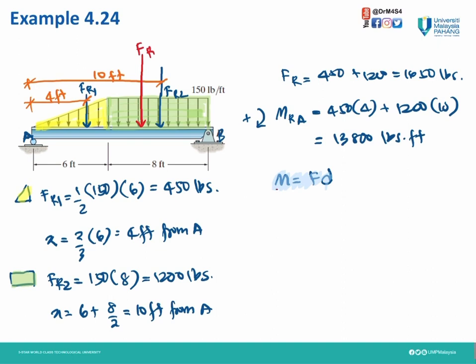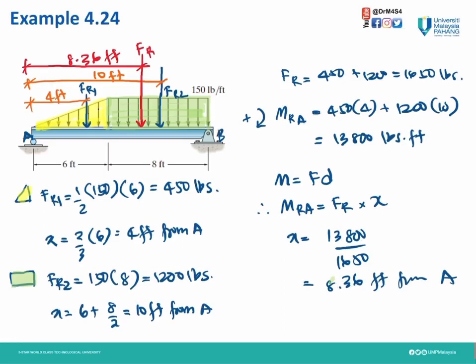Back to basics, we know moment equals force times the perpendicular distance. We know our moment, we know our force, then we can get our perpendicular distance D. Therefore, MRA equals FR times X, and X is MRA, 13,800, divided by FR, which is 1,650. Then we can know the location of the total force resultant, which is 8.36 feet from point A. So we solve this problem.